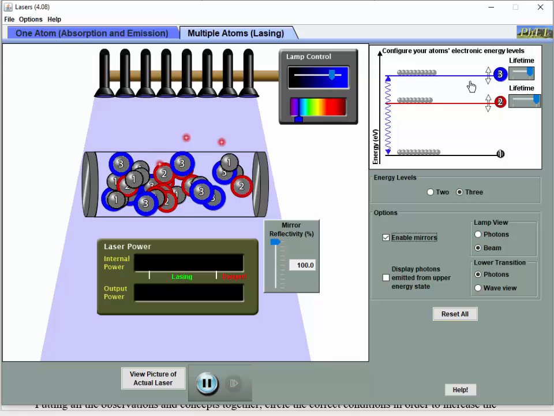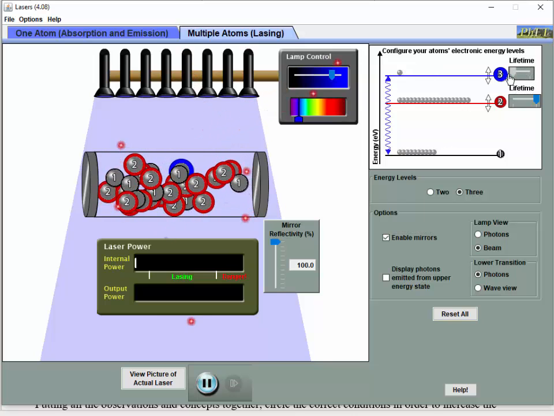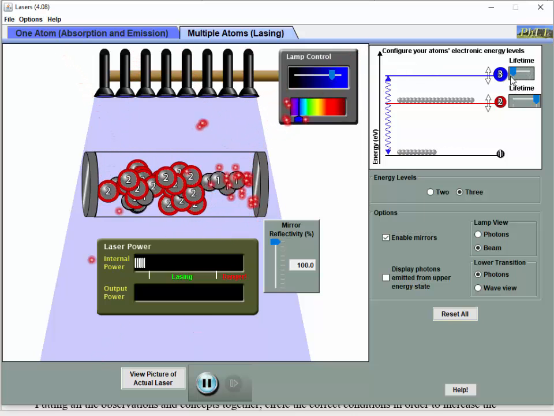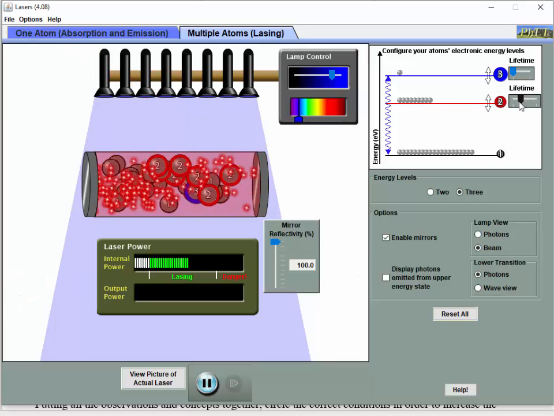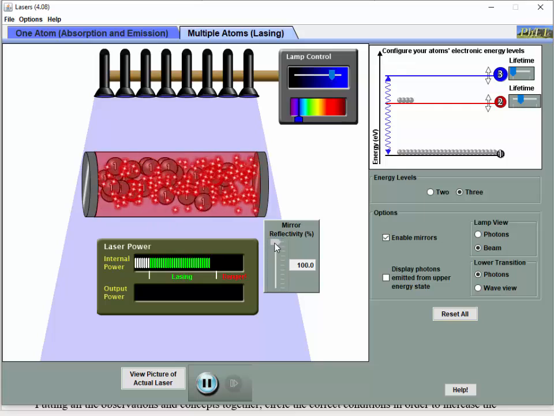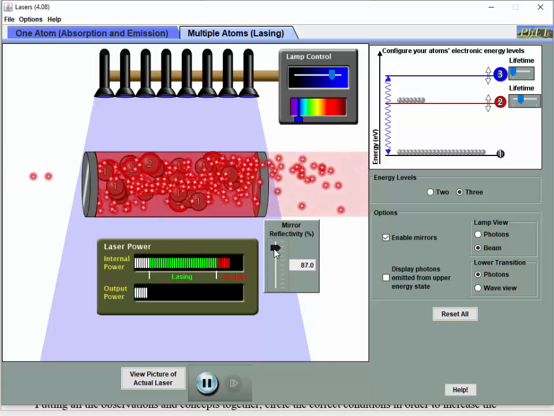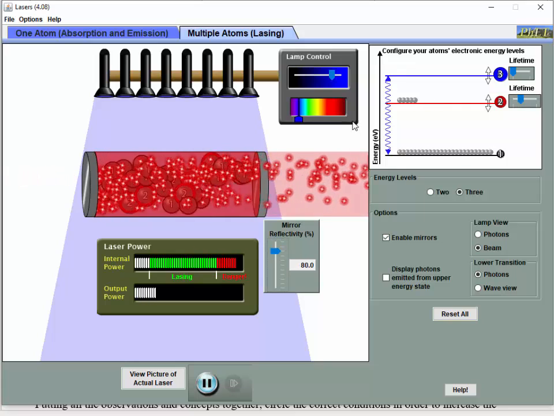You can put some mirrors on this thing, and then we can mess around with lifetimes. And what we should see is a population inversion. And if we get these things just quite right, we can go ahead and get some lasing to actually occur.